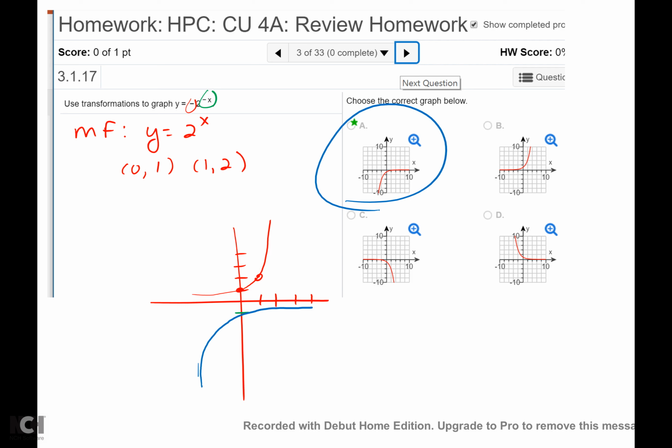Or you could do the points. The negative on the ground says multiply y by negative 1. That would give me 0, negative 1, 1, negative 2. The negative in the air means divide x by negative 1. So that'd be 0, negative 1, and negative 1, negative 2. So if I plot that, 0, negative 1, negative 1, negative 2, and there's my graph. Okie dokie.